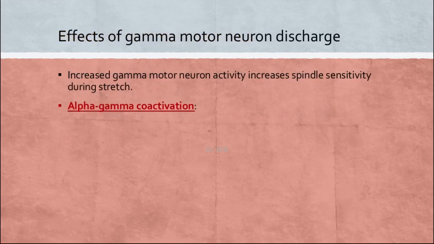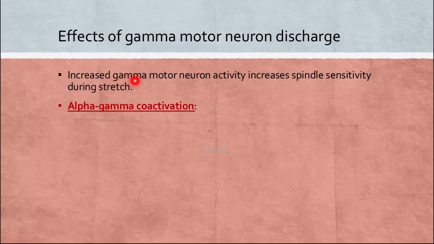Okay. Now, the effect of gamma motor neuron discharge. We know the gamma motor neurons have been divided into two types, static gamma motor neurons as well as dynamic gamma motor neurons, depending on whether they are innervating the static fiber or the dynamic fiber.